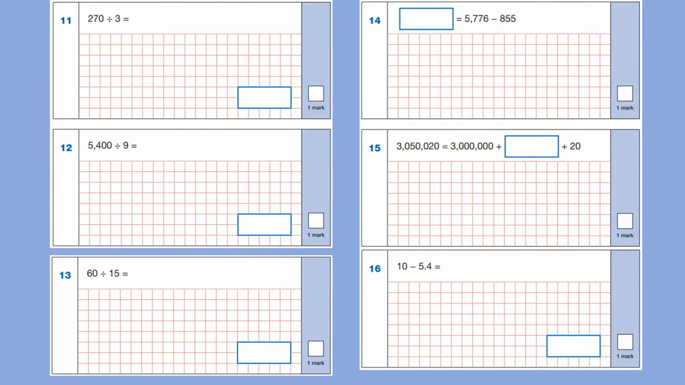So as always, here are your first 6 questions. Once you've done these, go on to the next slide and have a go at the rest. There are 10 altogether, and then once you've done, you can unpause and we will go through the answers all together.